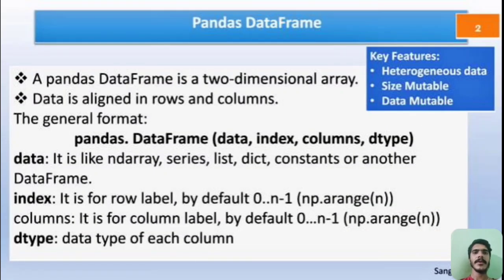A pandas DataFrame is a two-dimensional array. Data is aligned in rows and columns. The general format is pandas.DataFrame. Data can be a series, list, dict, constant, or another DataFrame. Index is the row label, by default 0 to n minus 1. Data type applies to each column.